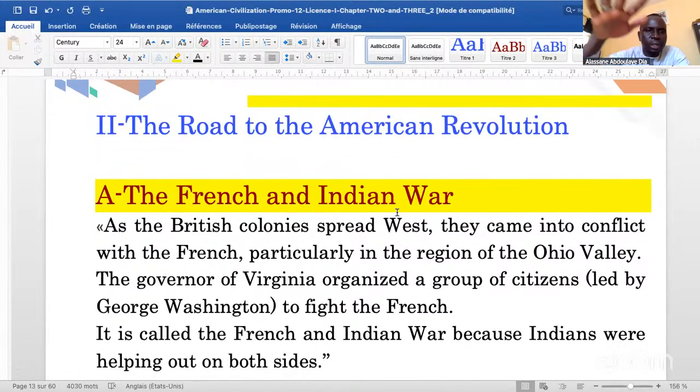And now comes another thing. Now we are moving to the road to the American Revolution. Here you need to follow carefully. Now we are leading to the American Revolution. And you need to know what the American Revolution is. What was the cause of the American Revolution? What major events characterized the American Revolution? This is very important, class.